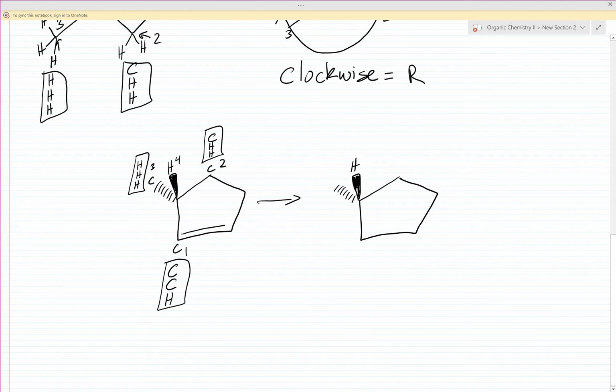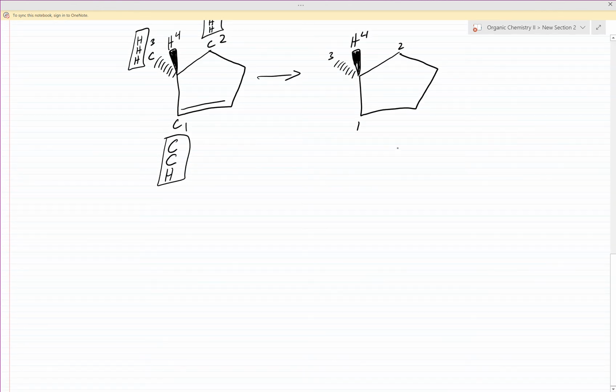There's a hydrogen. So this is 4, that's 3, this is 2, and that's 1. Now we have to make sure that the 4 position is in the back, and in this case it is not. So we're going to have to do something to put it into the back position.